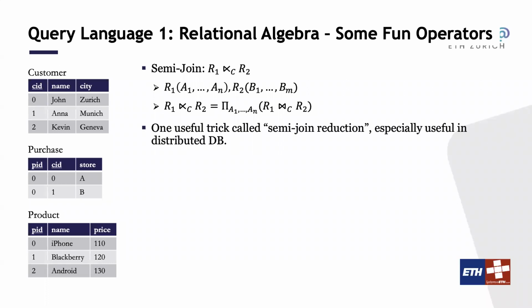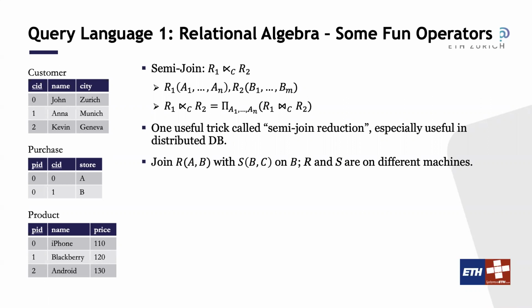So if you think about why this is useful, it's very useful when you are building a distributed database system. There's one optimization, or one trick, called semi-join reduction that uses this operator. So here's what will happen. Assume you are building a distributed database system where different relations are stored on different machines.